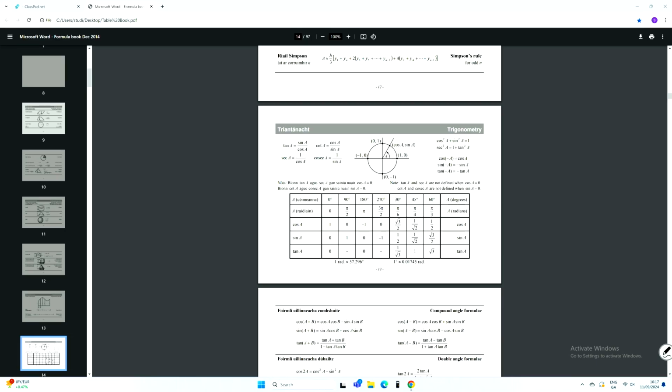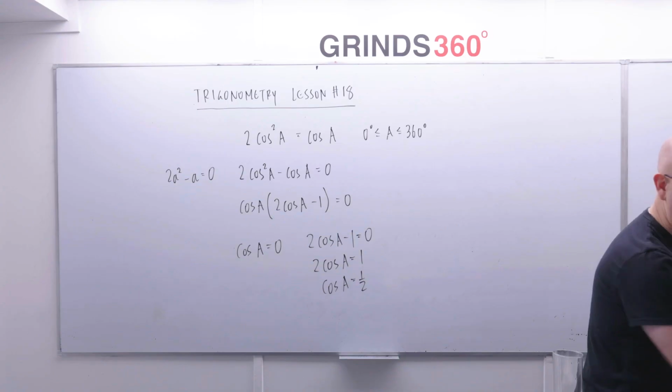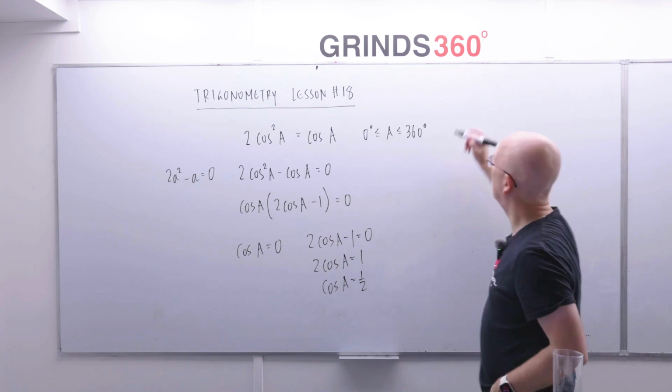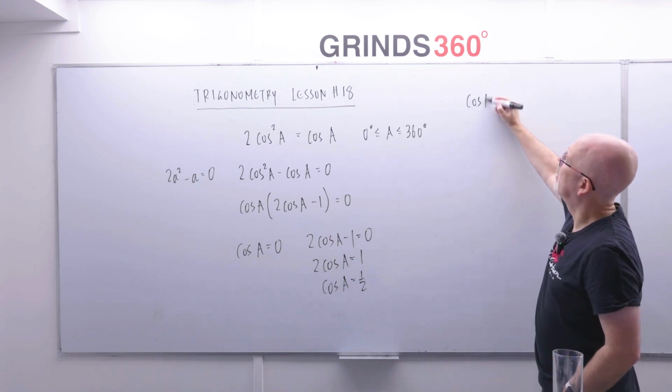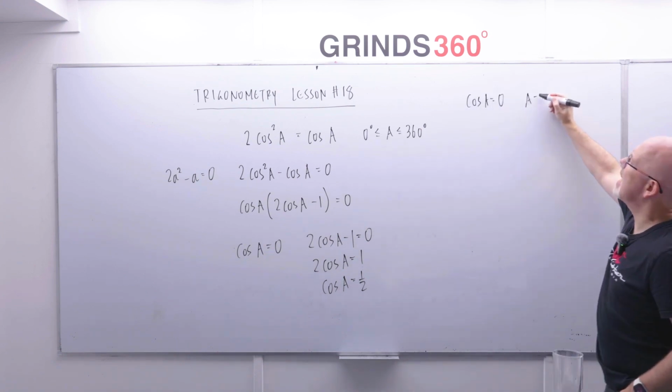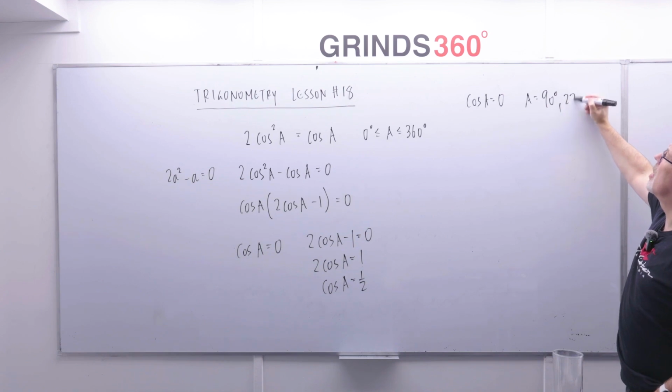So there it is there. And you can see cosine equal to 0. So if I go to the cosine line of the table here, where are the zeros? Well, there's a 0 here and a 0 here. So the two answers you can see are 90 degrees and 270. So the two solutions to that equation are 90 and 270. So if cosine A equals 0, that means A is 90 degrees and 270 degrees.